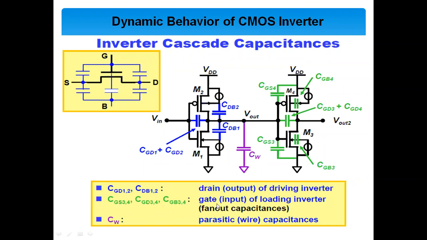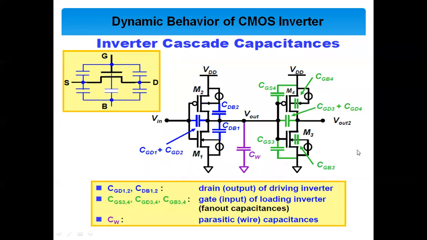It is known as the gate of the loading inverter, that means the fan out capacitance, and it will affect the input of that particular cascaded inverter. And this is the wire capacitance CW. As we have connected these two cascaded inverters with each other with a wire, this CW, that means wire capacitance or parasitic capacitance, also contributes to this entire capacitance.